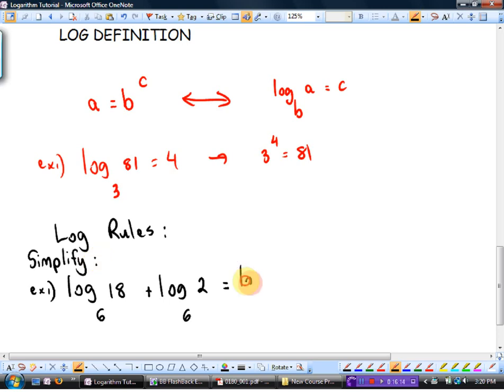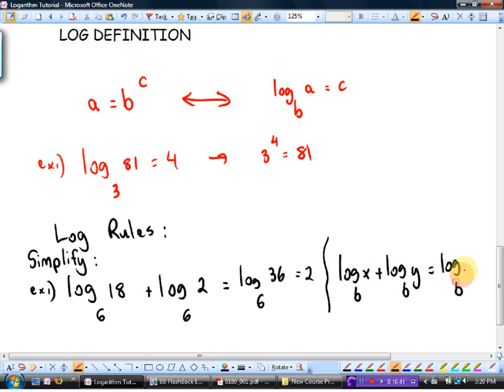This is the same as the log base 6 of 18 times 2. And what is the log base 6 of 36? 2. Generically, we said this: the log base b of x plus the log base b of y equals the log base b of xy.